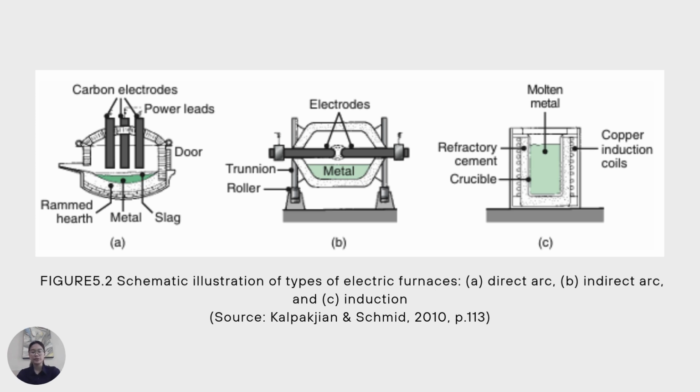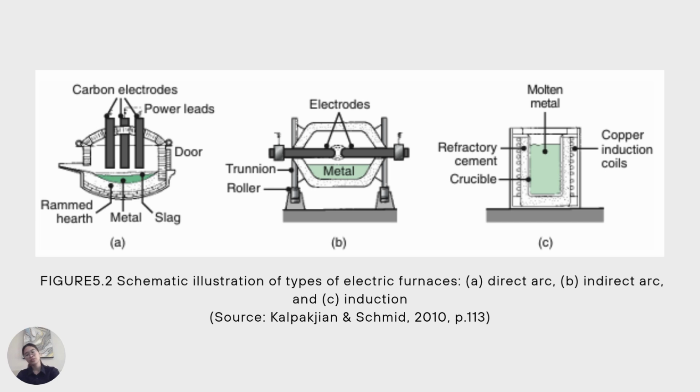Next, in figure B, which is the middle one, this is a submerged arc furnace or direct arc furnace. In this configuration, the electrodes are positioned horizontally and can make direct contact with the molten metal. It's mounted on trunnions and rollers, allowing the furnace to be tilted for pouring molten metal or slag. This design ensures intense and uniform heating, often used for ferroalloy and high-carbon steel production, where deep heat penetration is necessary.